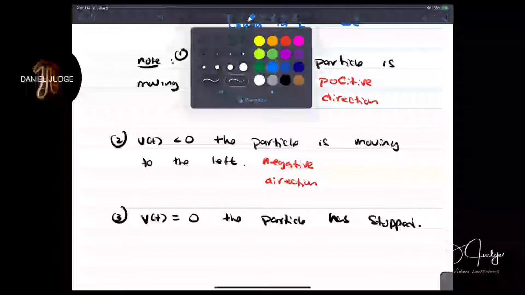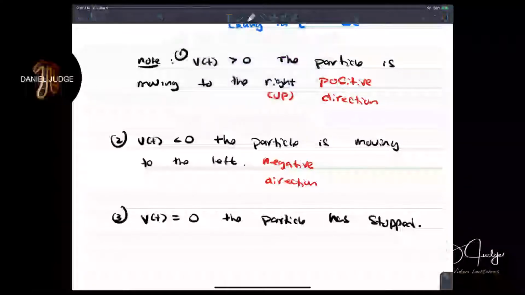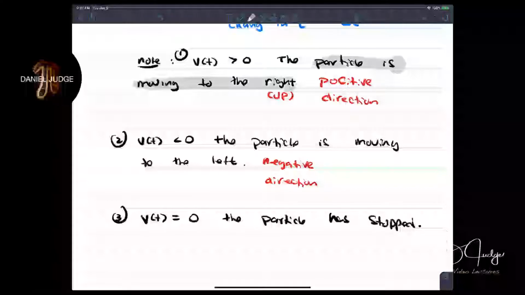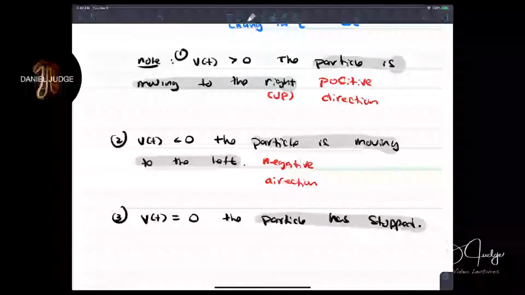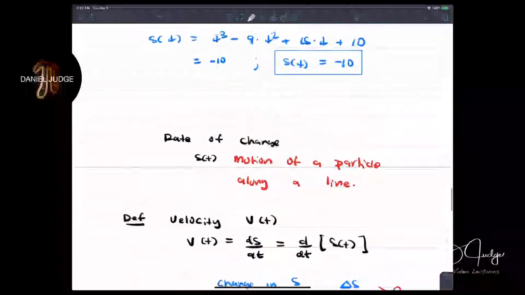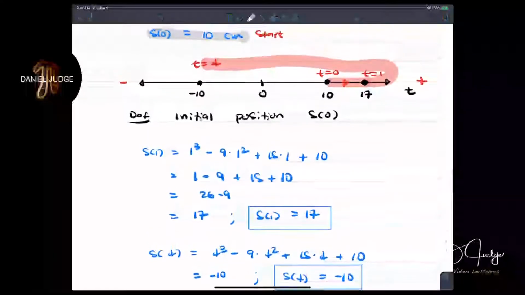So I have three notes to consider. One is when the particle is moving to the right, or the positive direction. Particle is moving to the left, or negative direction. Here the particle has stopped. So we're going to try to do further analysis about this motion of a particle along a line.